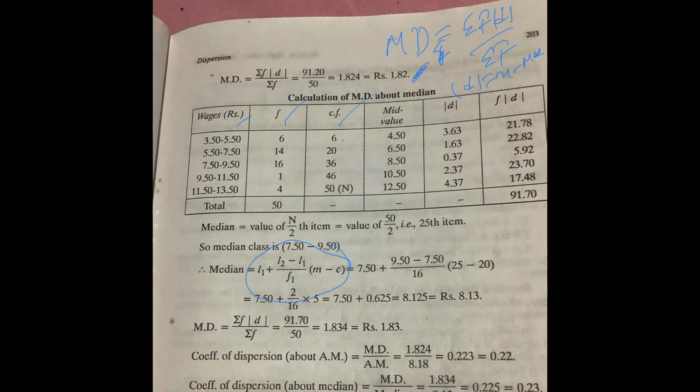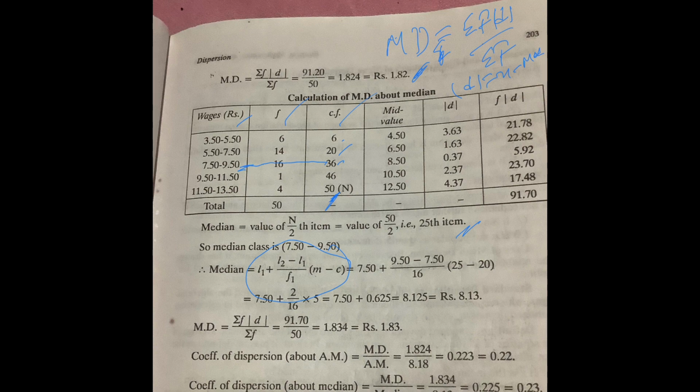Likewise, the last total number is n. So median is equal to the value of the n by 2th item. Do you remember? The value of n is 50. So 50 by 2 is equal to the 25th item. The 25th item lies in more than cumulative frequency 20 but less than 36. So it lies in this particular median class.